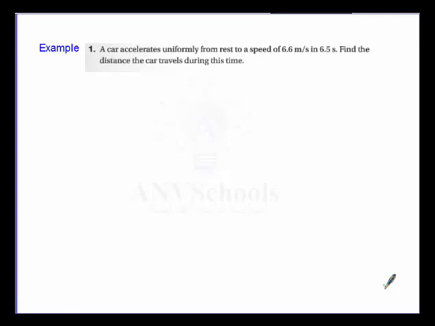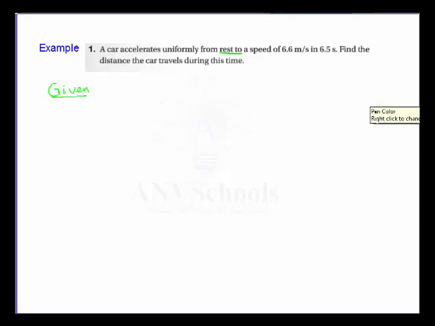Now let's solve some examples. Example number 1: a car accelerates uniformly from rest. This is the initial speed of the car. So what you have to do is just list down the given quantities. What are the given quantities?